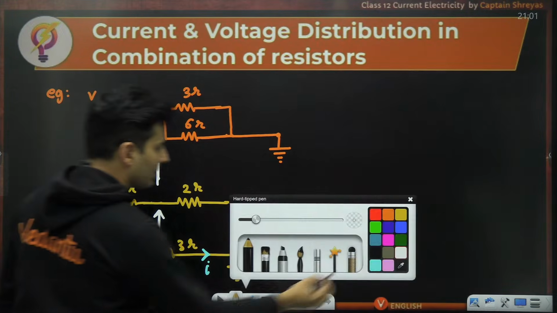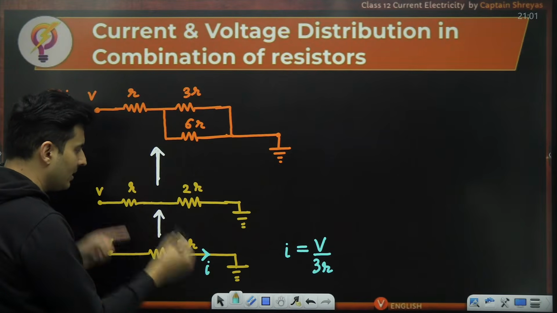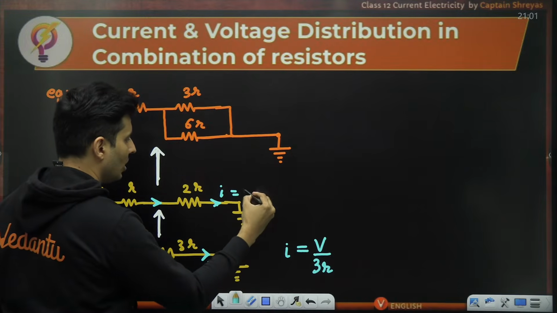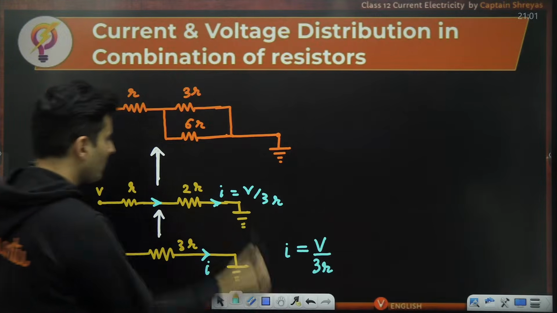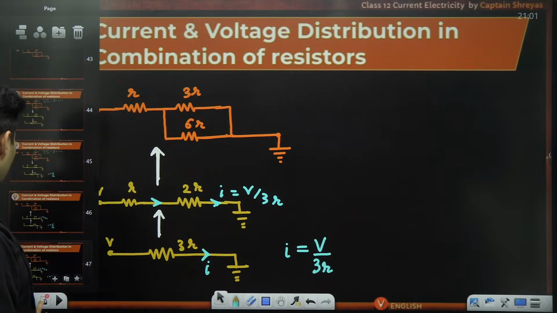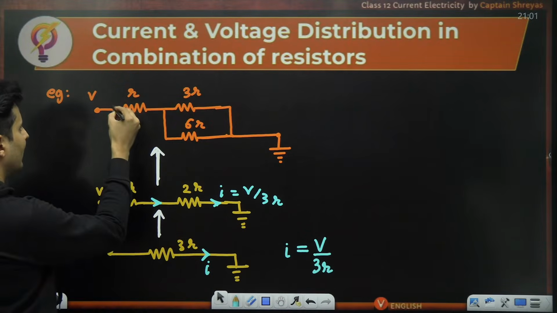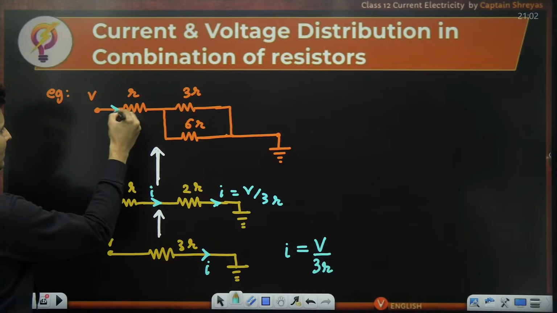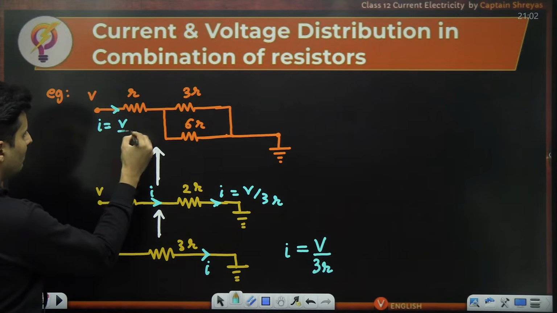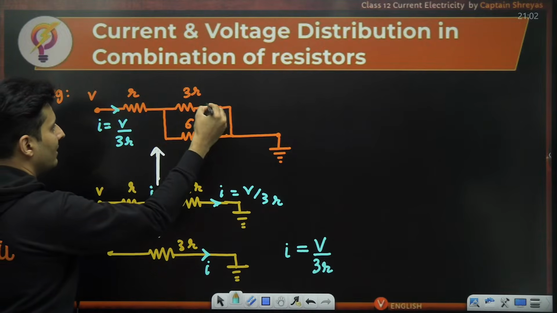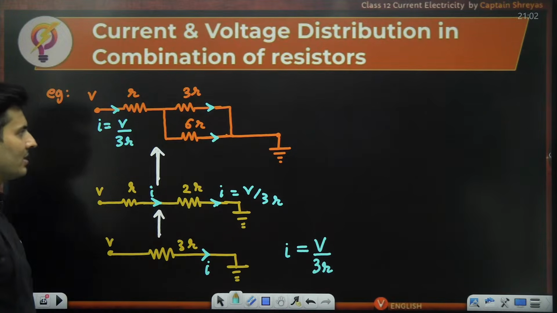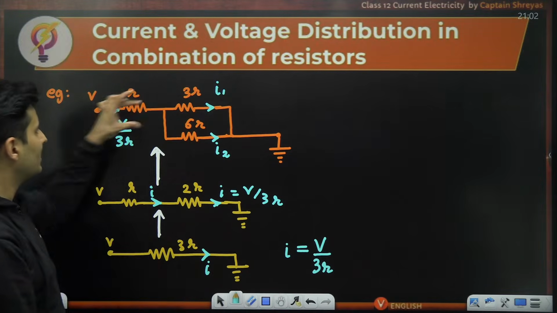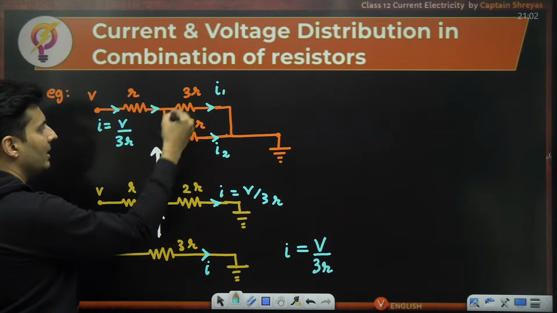Just start going reverse. See, if this was the current here, in series, the current is always the same. So both of them should have the same current. So the current will obviously be V divided by 3R. Now go further, and you will see whatever current is there over here will be the same. So this current will still be V by 3R, but this current will get distributed here and here. This will be I1, let's say this will be I2. This current is definitely getting into two branches.